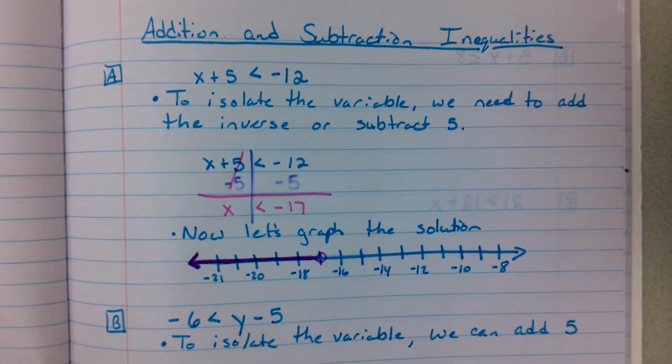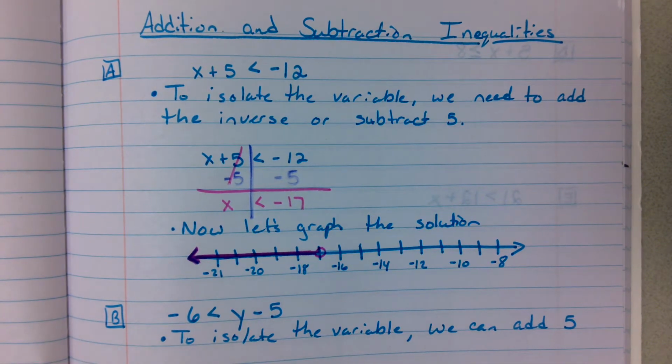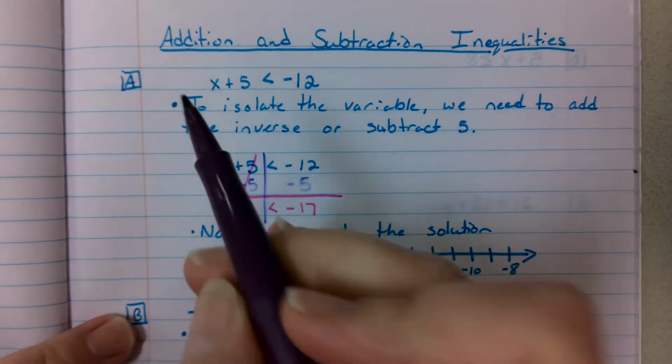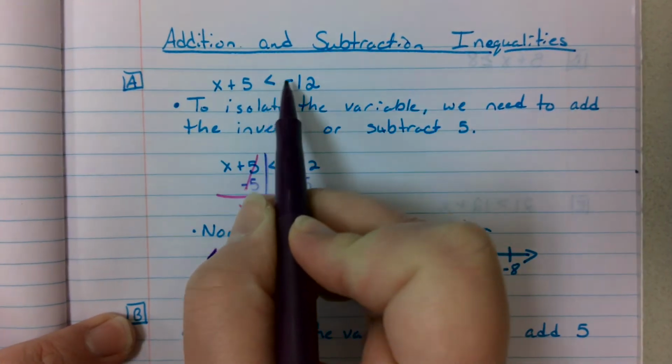Hello, everybody. Today we're going to look at addition and subtraction with inequalities. So we're going to have a couple of examples I'm going to show you, and then I'm going to have you practice a few. So on the first one here, A, we have x plus 5 is less than negative 12.